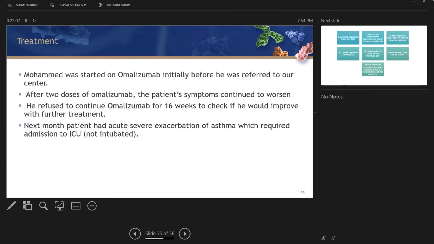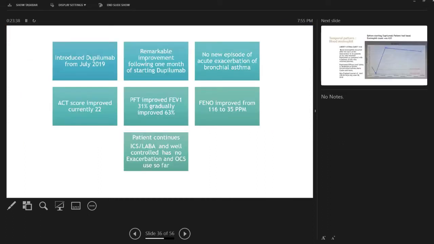So he got omalizumab. However, after only 2 doses, he did not feel that his asthma was any better. Actually, his asthma got worse. And you know, we usually ask the patient to take the medicine for how long? 16 weeks before we claim omalizumab is not working, because a lot of those patients improve with time. He would not listen to us. And next month, he had an acute exacerbation and was admitted to the ICU because of his asthma.